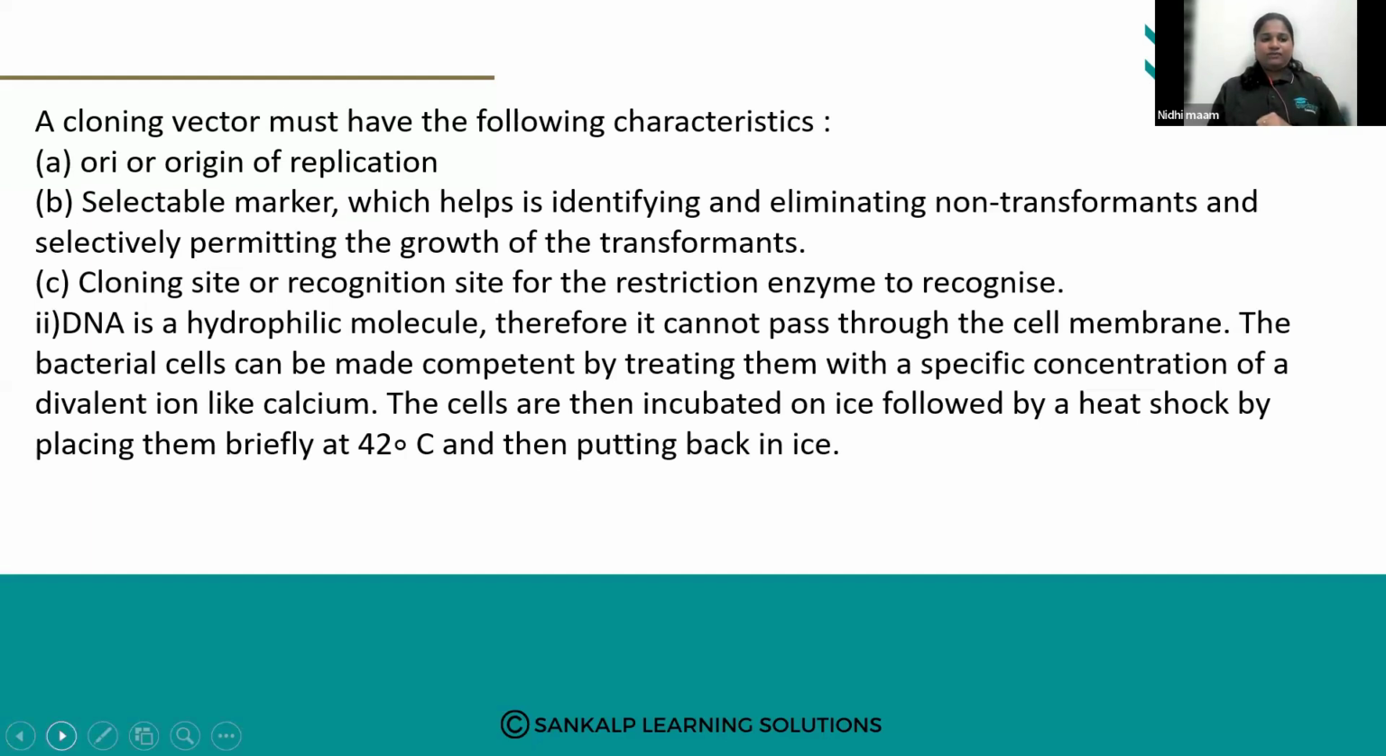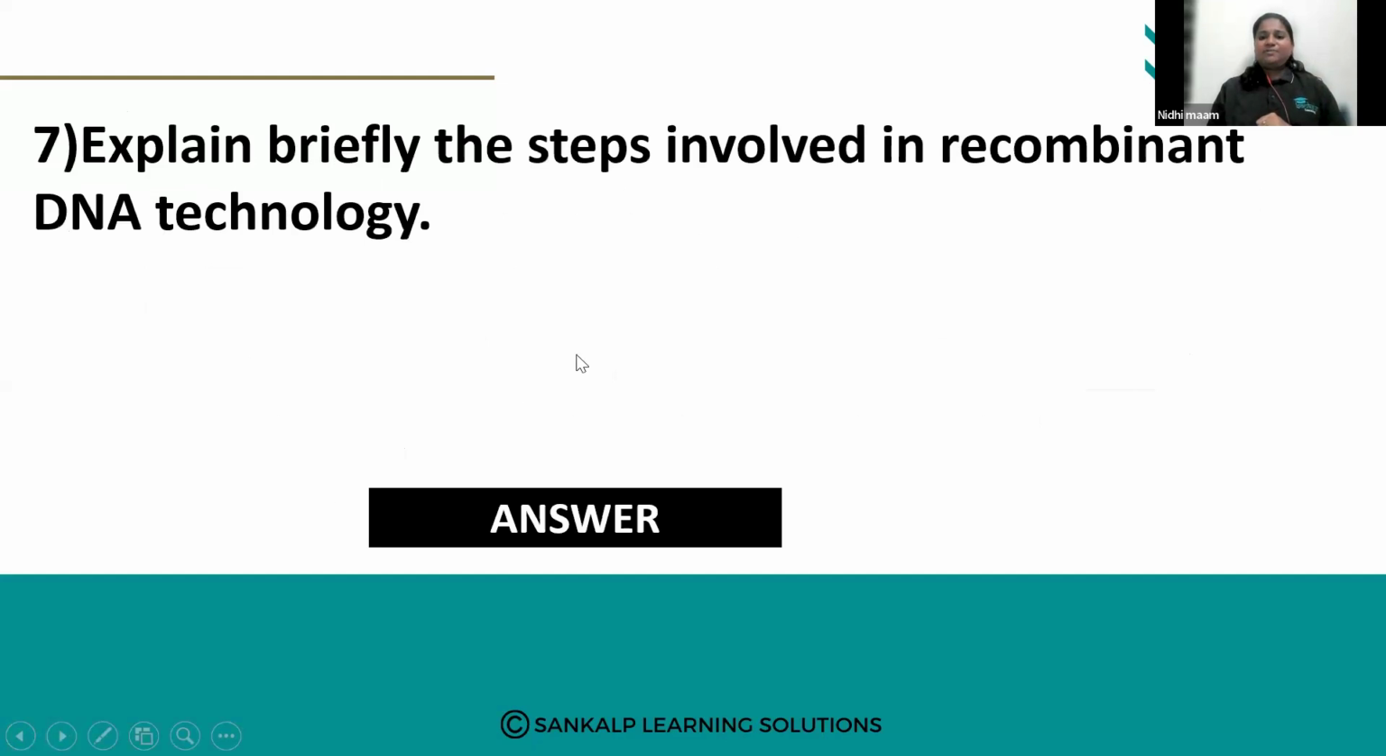Right. The next question is: explain briefly the steps involved in recombinant DNA technology. They asked to explain briefly. Sometimes certain students who learn by heart will not remember the explanation. They will remember the steps only. If you write the steps only, you will get at least 2 marks. If you write the steps with the explanation, you will get full marks. So let us see how to write.